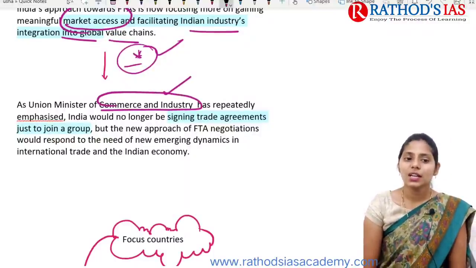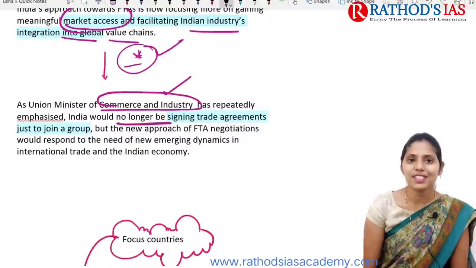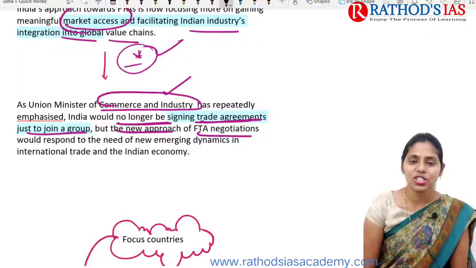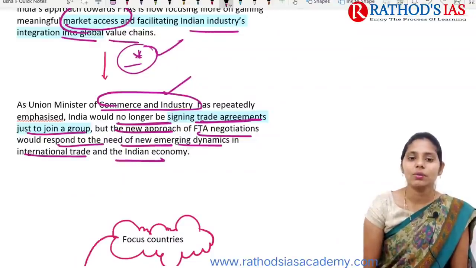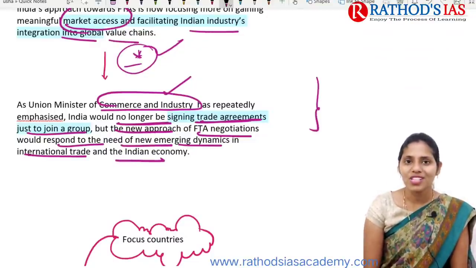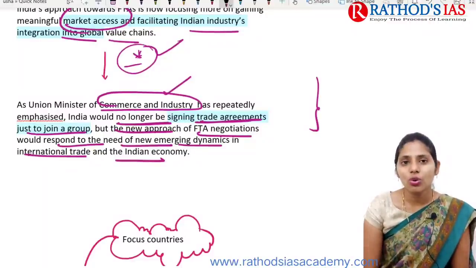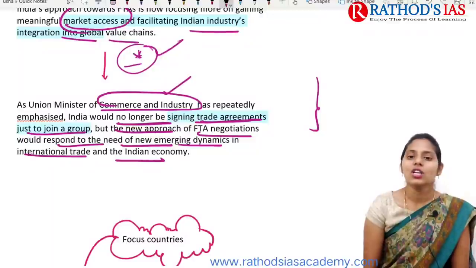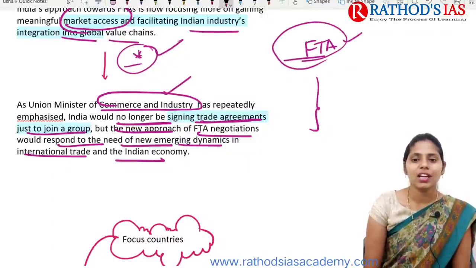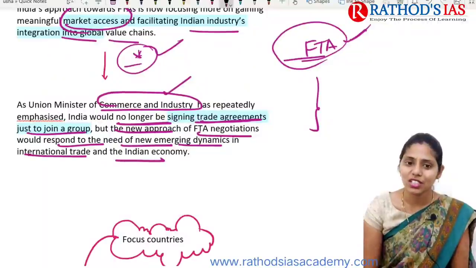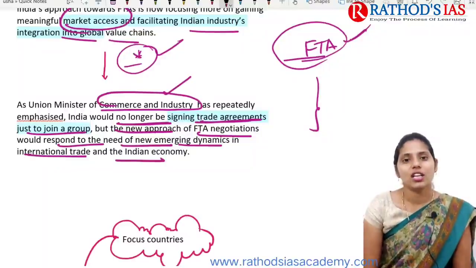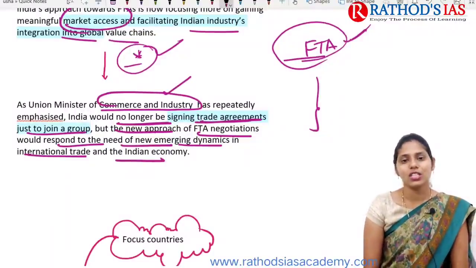In this context, the Union Minister of Commerce and Industry has repeatedly emphasized that India would no longer be signing trade agreements just to join a group, but the new approach of FTA negotiations would respond to the new emerging dynamics in international trade and the Indian economy. So the new approach is mainly focusing on the challenges that we are going to face in these new emerging dynamics, and we need to align with them, in international trade and in the Indian economy.